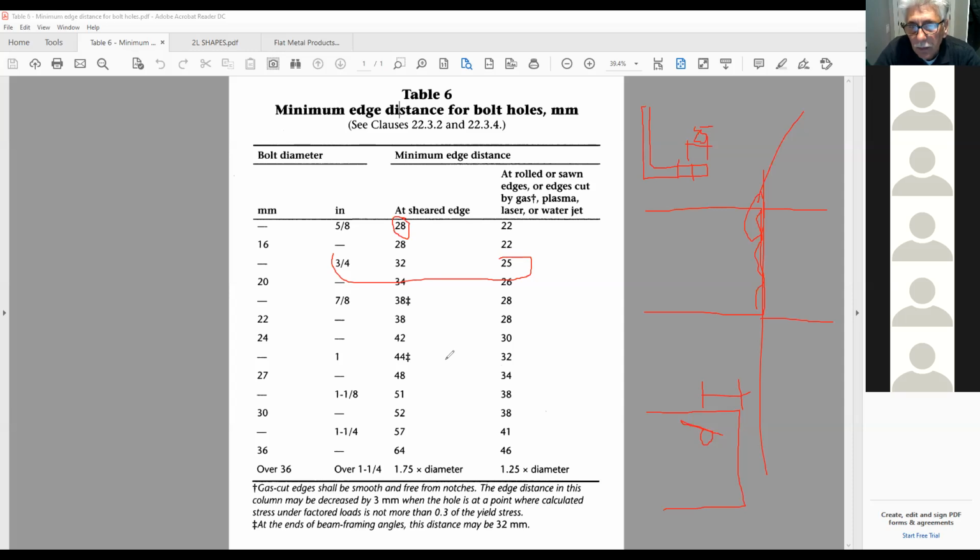Sir, I don't really understand the difference between the at sheared edge column and the other one, the at rolled or sawn edges. I'm sorry, repeat that, please. I don't really understand what's the difference between the at sheared edge, like that column, and the other one, the at rolled or sawn edges.